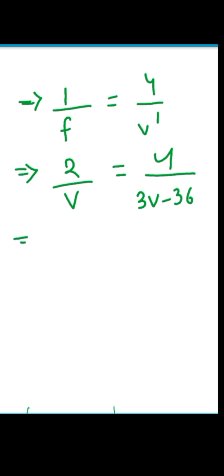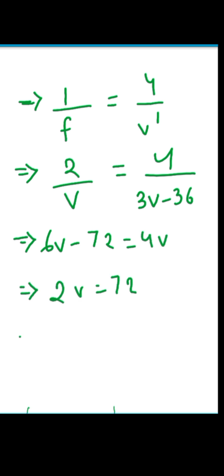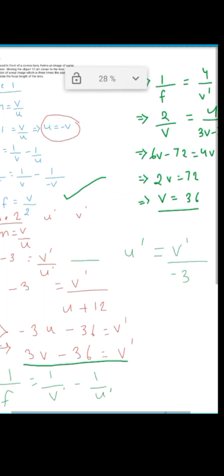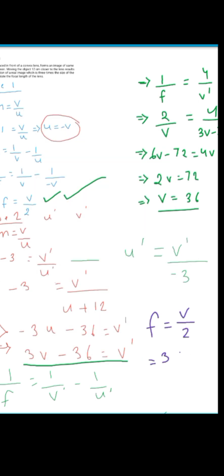So now in the expression all the values are in terms of V. Let's find out the value of V, and from there we are going to find out the focal length. 6V minus 72 is equal to 4V. So 2V is equal to 72 and V is 36. Okay, so now if V is 36, we have seen in the first case that F is equal to V by 2. So what will be the expression for F? F is equal to V by 2, that is 36 by 2. So the answer would be 18 centimeter.